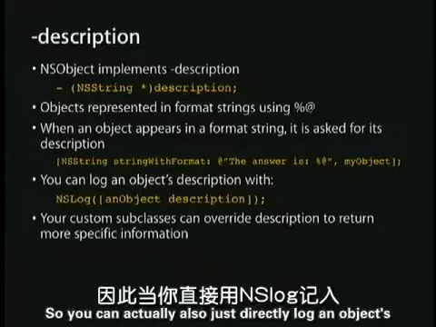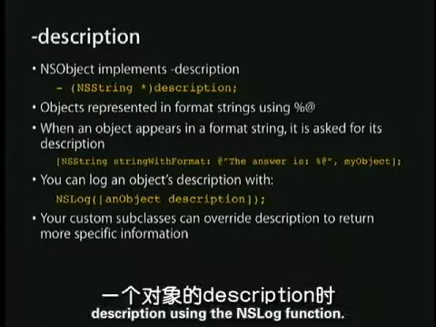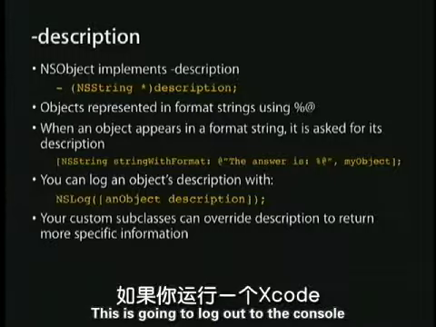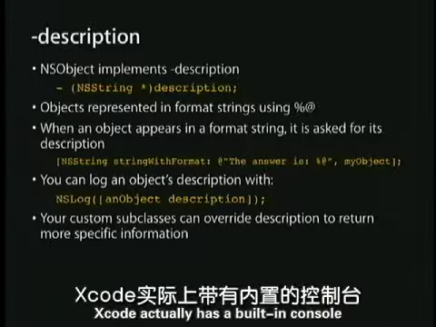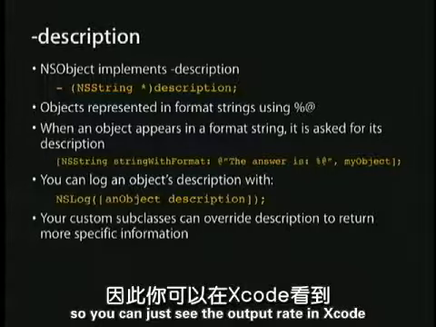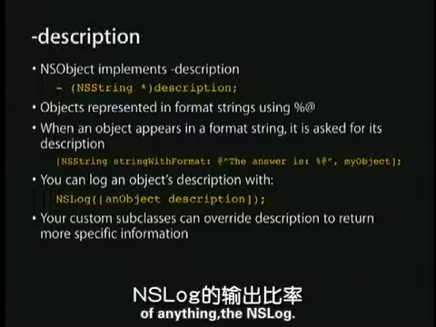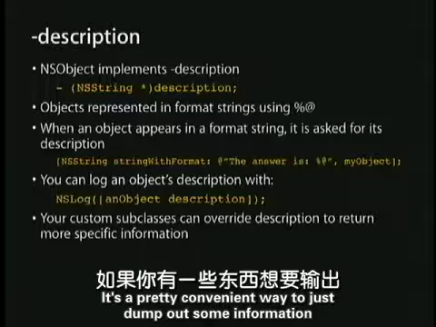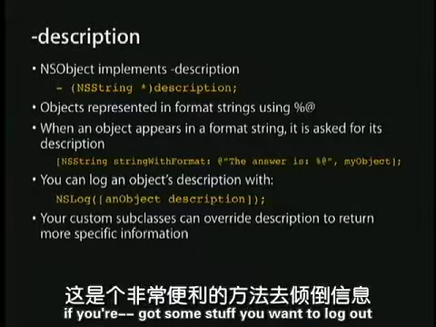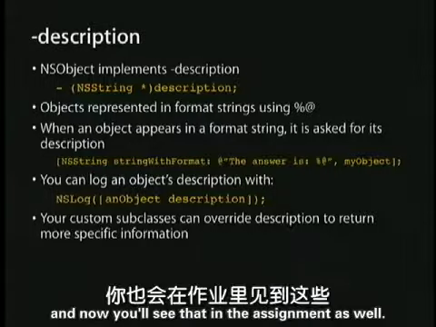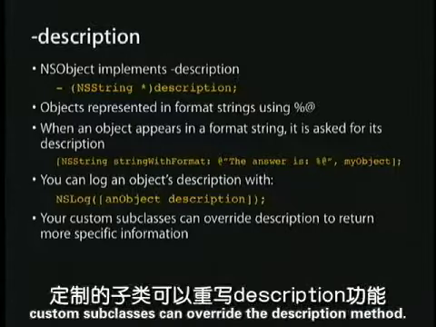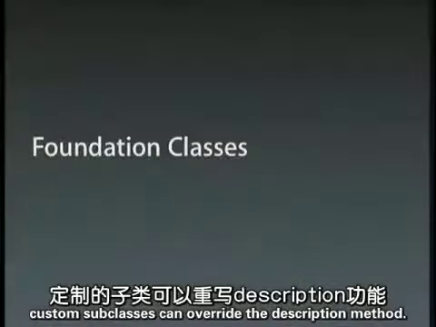So you can also just directly log an object's description using the NSLog function. This is going to log out to the console. If you're running in Xcode, Xcode actually has a built-in console, so you can just see the output right in Xcode of anything you NSLog. It's a pretty convenient way to just dump out some information if you've got some stuff you want to log out, and you'll see that in the assignment as well. And as I mentioned, custom subclasses can override the description method.